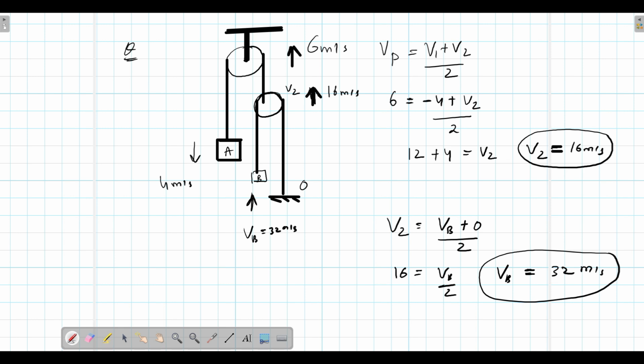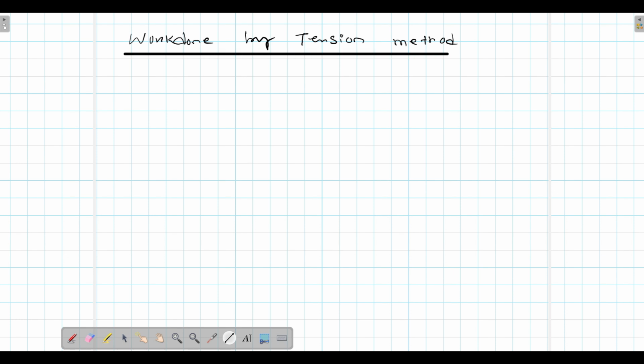So next is work done by tension method. So string constraint, pulley constraint. Next is work done by tension method.